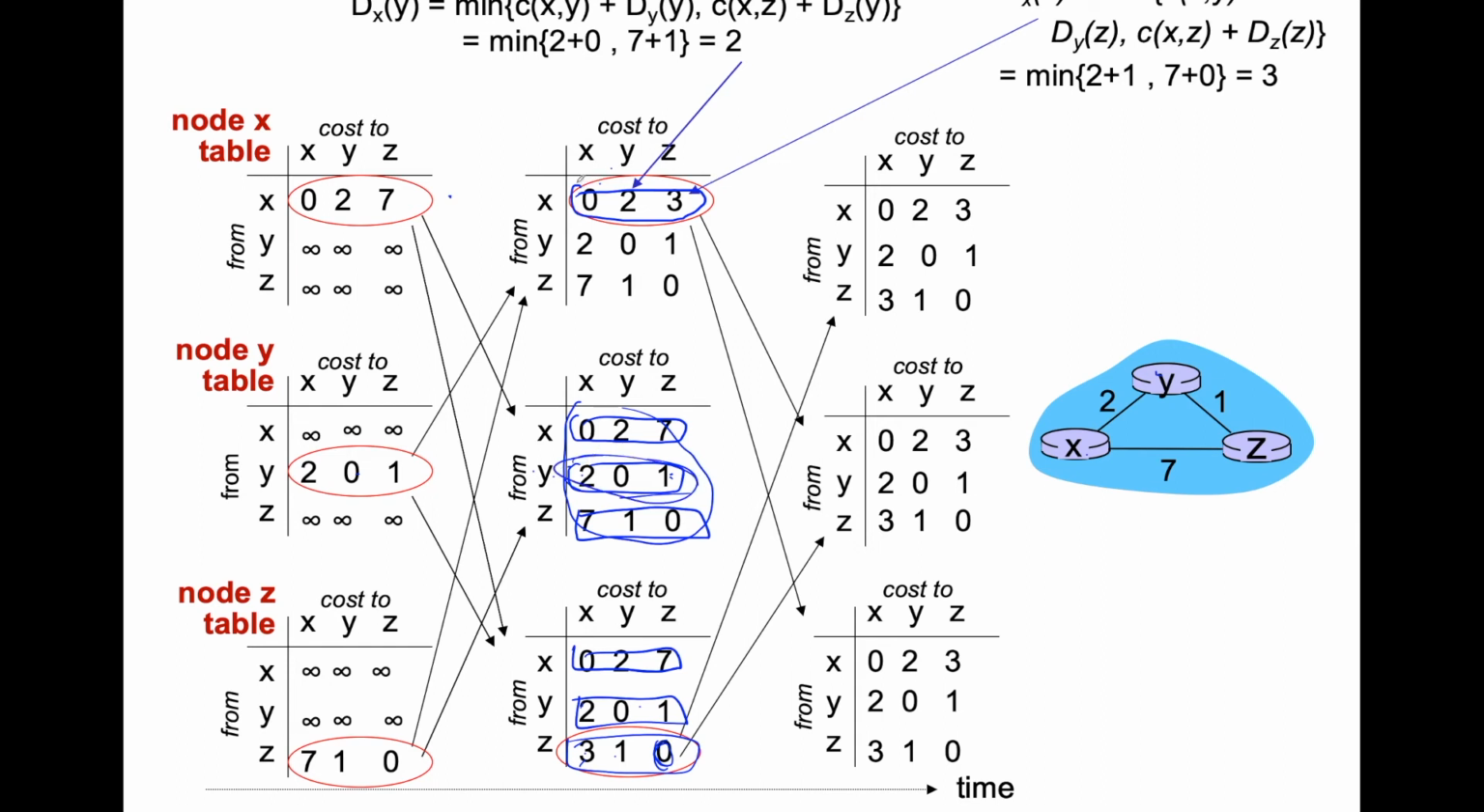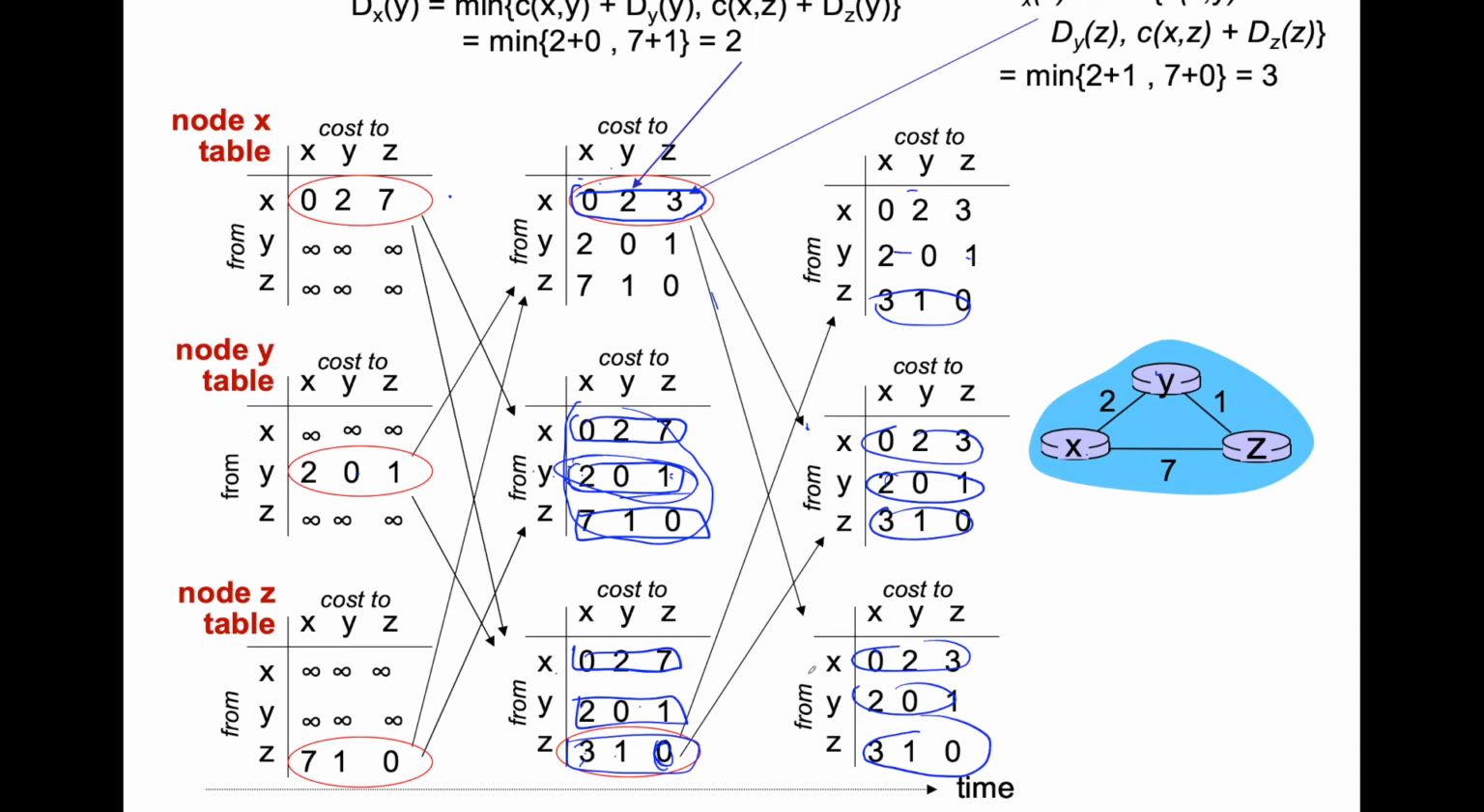But X, because its distance vector changed from 0 to 7 to 0 to 3, is going to send a copy of its distance vector to its neighbors, Y and Z. Likewise, node Z, its distance vector changed from 7 1 0 to 3 1 0, so it's going to send out its distance vector to its neighbors X and Y. And so you see here in this third frame, we have 0 2 3, 2 0 1, 3 1 0 at each node.